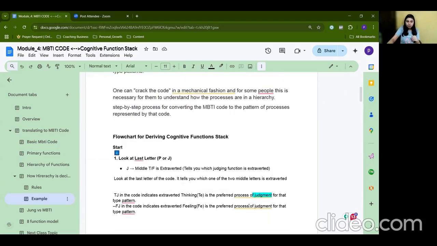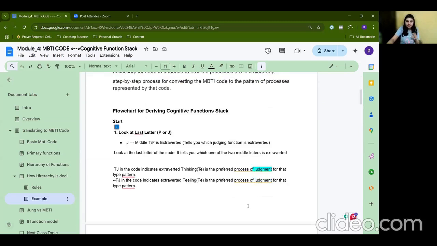Okay. Now, I have designed a flowchart for deriving the different cognitive function stacks. The first thing we start with is the last letter of the personality type, which will be either a P or a J. If it's a J, you first look at the last letter of the code. It tells you which one of the two middle letters is extroverted.